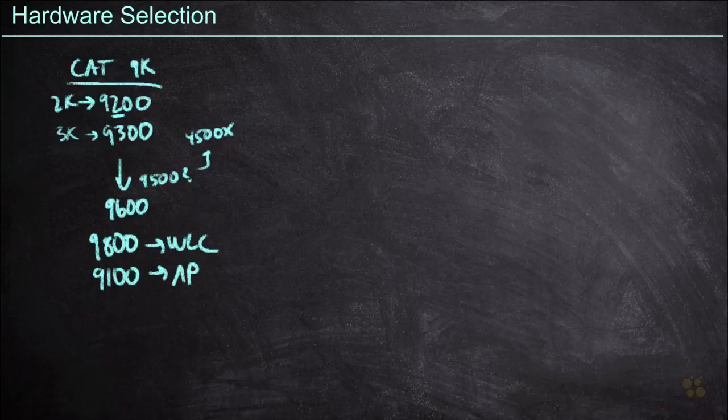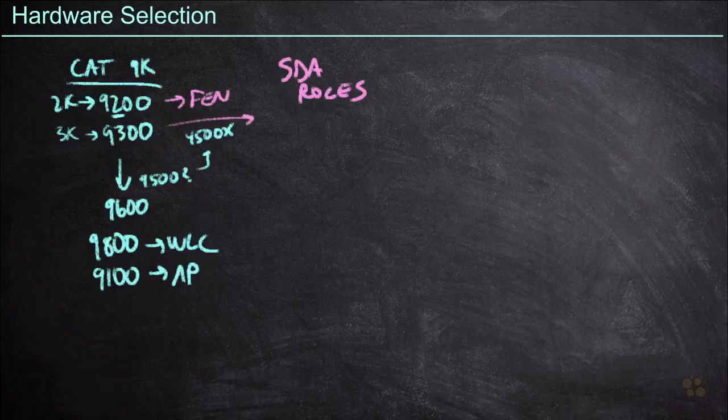Now, when it comes to our hardware selection, we need to pay special attention to the different SDA roles that we can support with each platform. For example, the 9200s, those can be fabric edge nodes in our SDA fabric, but they cannot be fabric control plane nodes or fabric border nodes. Meanwhile, the 9300s, these are capable of being fabric edge nodes, fabric border nodes, and fabric control plane nodes. These are really versatile switches. So we have to be really careful when we're selecting our hardware platform to make sure that it supports the role that we want to deploy that particular device into.